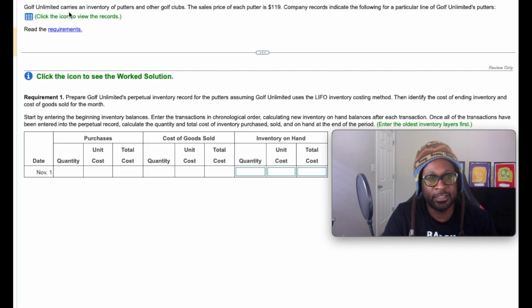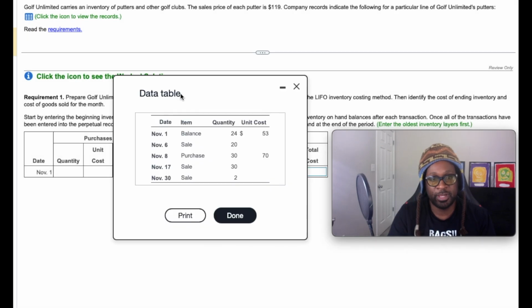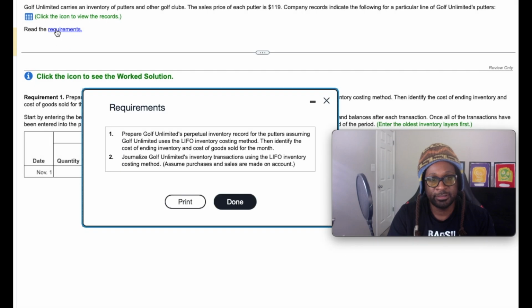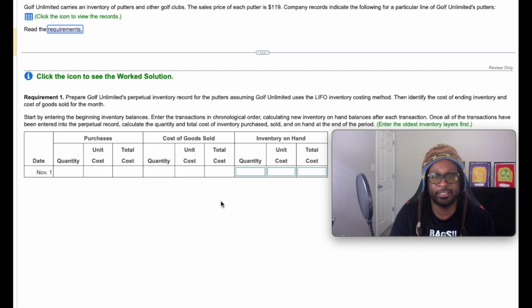It tells us that Golf Unlimited carries an inventory of putters and other golf clubs. The sales price for each putter is $119. Company records indicate the following for a particular line of Golf Unlimited putters. Let's check that out. Okay, so we have a data table for the month of November. The requirements are to prepare Golf Unlimited's perpetual inventory record for the putters assuming the LIFO costing method, and journalize the inventory transactions for LIFO.